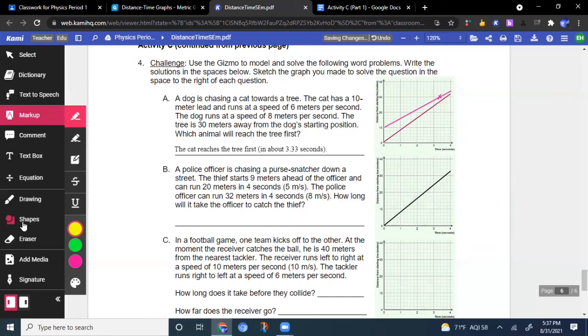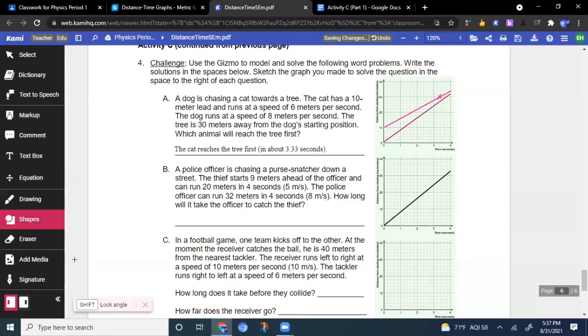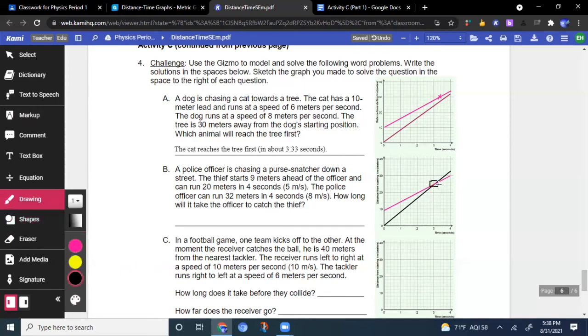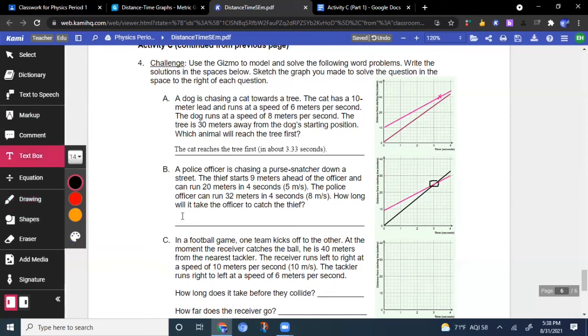Start over. So we need to be down here at around 9 seconds and going at about 5 meters per second, which gets us up to 14 in 1 second. And you can see right here, according to the graph, the police officer would catch the thief at what looks to be about 3 seconds.